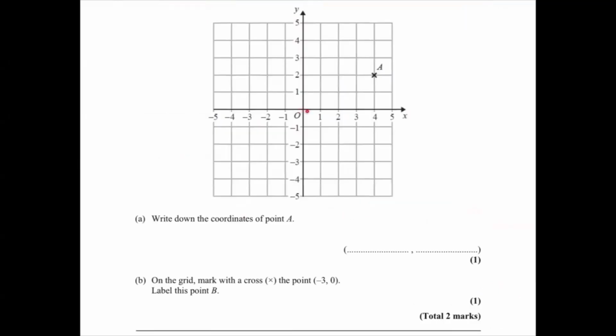Okay, the coordinates of A. We go along the corridor, up the stairs. So the 4 is first, and then it's the 2. So using that same principle, along the corridor to -3, and then it's not got a number. We're not going up or down. We're literally staying right there.